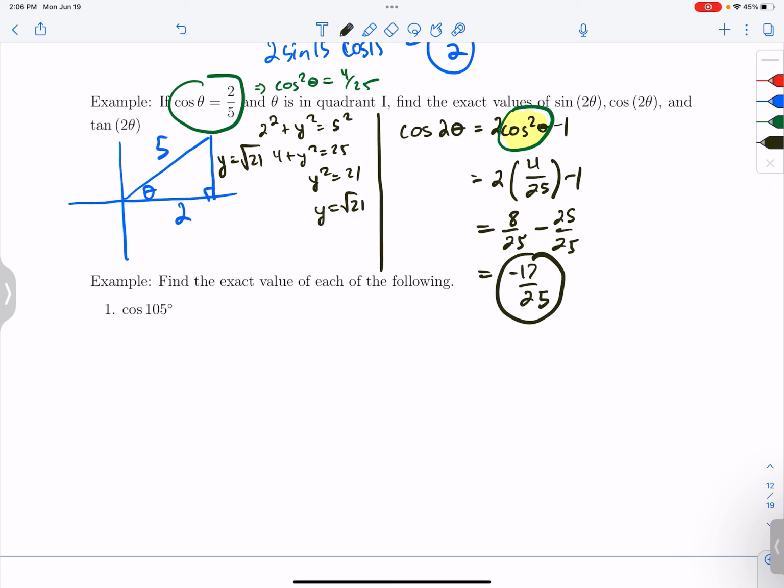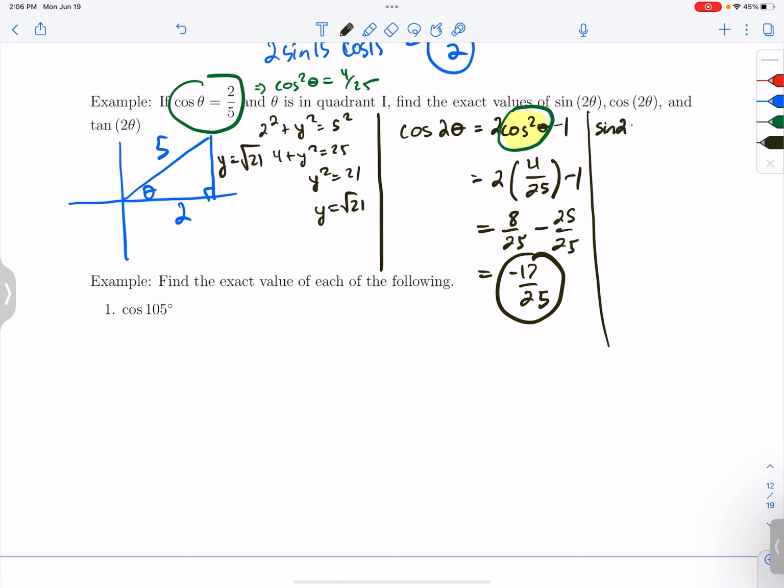Okay, and that makes sense because if theta is in quadrant 1, if I double that, it's likely to be in quadrant 2 or quadrant 3. So cosine is negative in quadrant 2 or 3. So that's how that one's going to work. Sine of 2 theta.